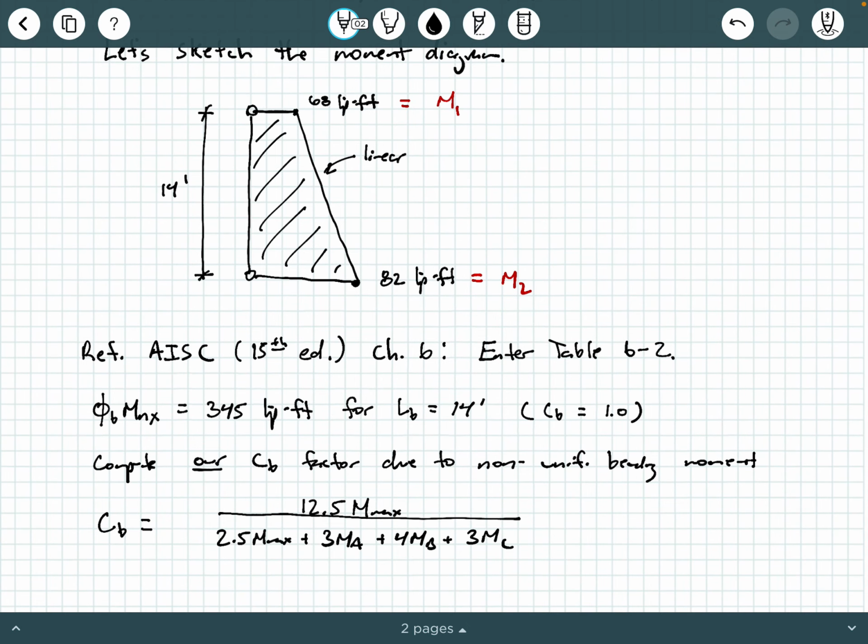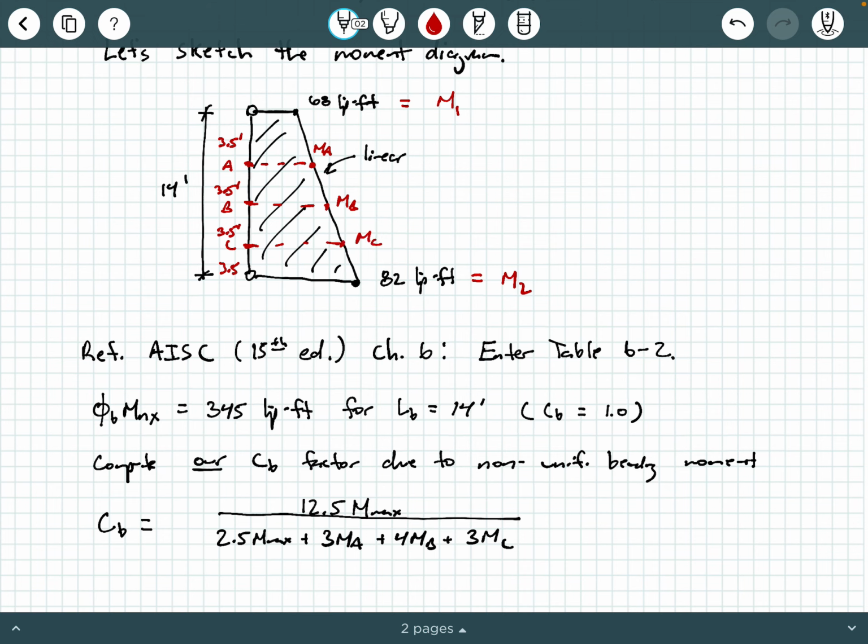So if we look at this moment diagram, I'm just going to go ahead and use it to help me identify these quarter points. So we'll have quarter points right about at these points. This will be A, B, and C, and of course this is 3.5 feet, 3.5 feet, 3.5 feet, 3.5 feet. So what you're looking for is MA here, MB here, and MC here.